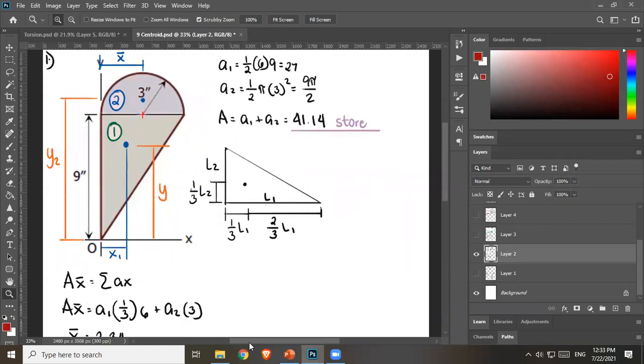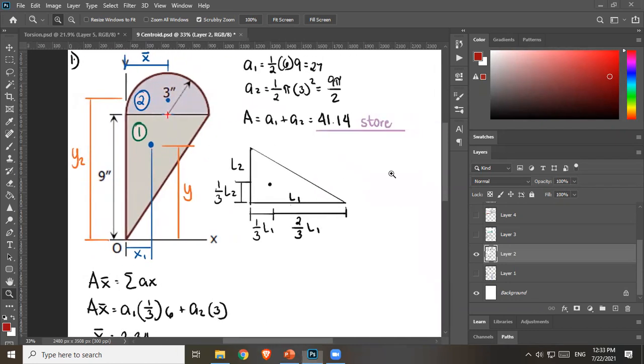Okay, so first of all, you're going to divide your area into familiar shapes. So can you tell me what these familiar shapes are? Correct, Marilyn and Jose Francisco.